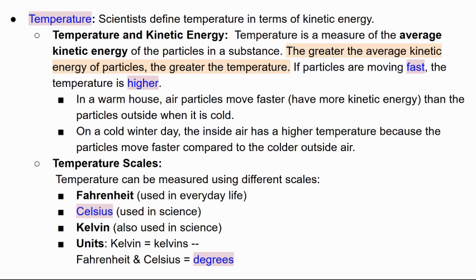Temperature scales. Temperature can be measured using different scales. So these are the different units that we use. Fahrenheit, used in everyday life. Celsius, which is used in science. Kelvin, which is also used in science. So the units are Kelvin, Fahrenheit, and Celsius. These are all the different degrees.